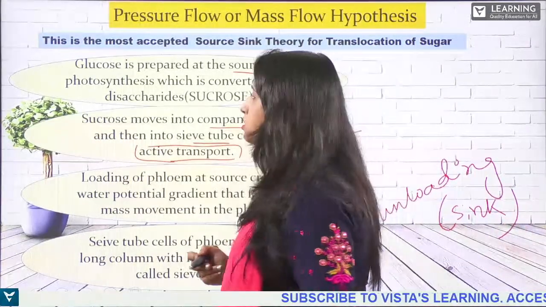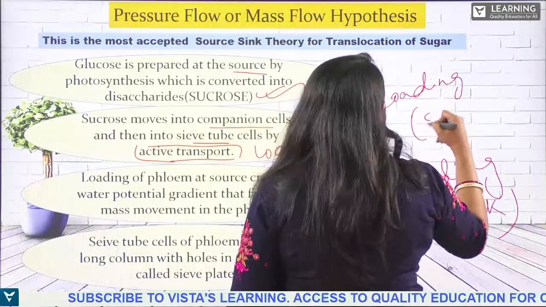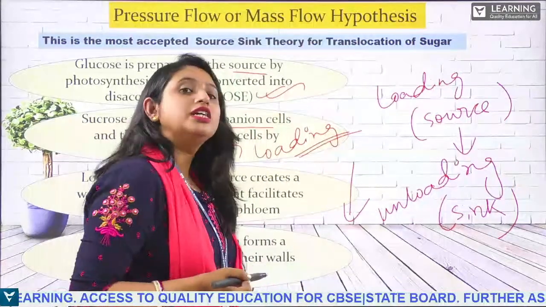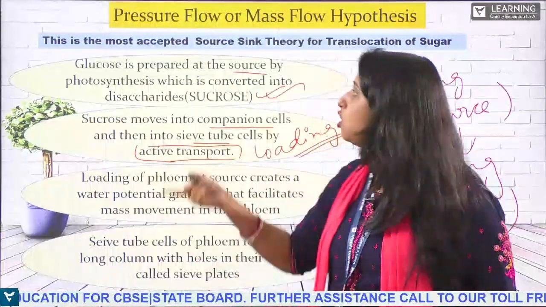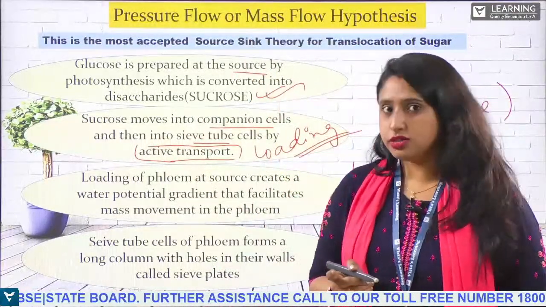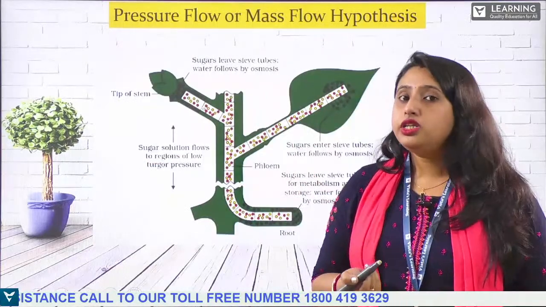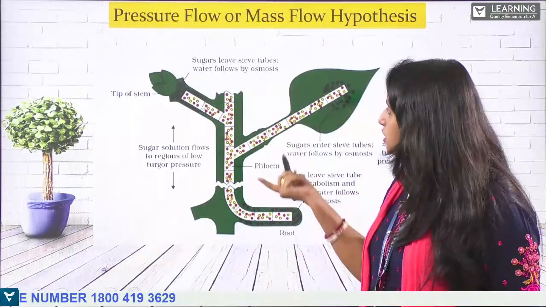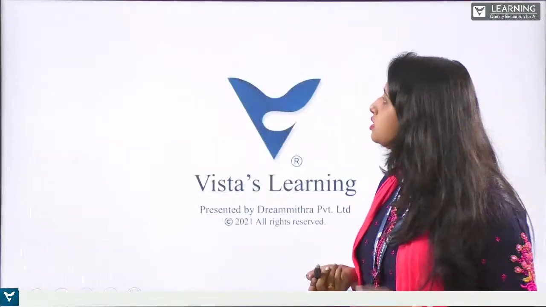So this is very, very simple. Loading takes place in the source. So this is the source-sink relationship, and this is also called the mass flow hypothesis or the pressure flow hypothesis. Clear? So yes, you can see the diagram which is given in your NCERT. This is what I have explained. So this is all about it.